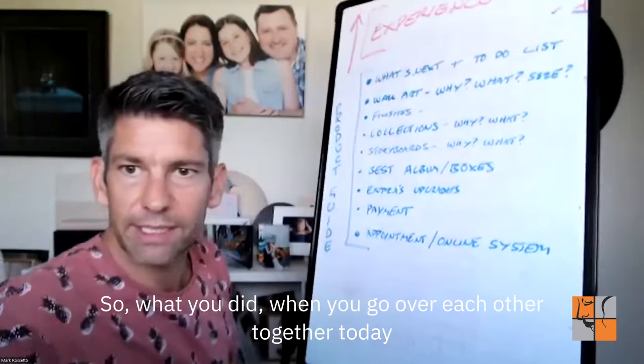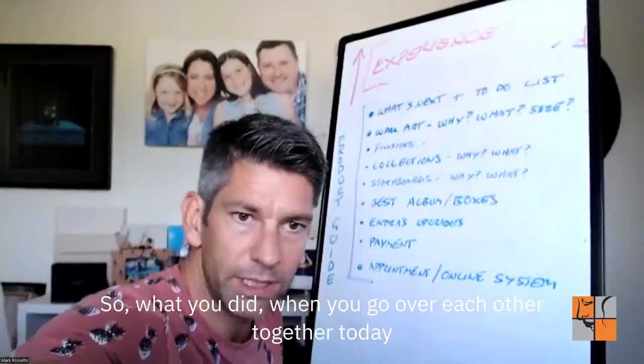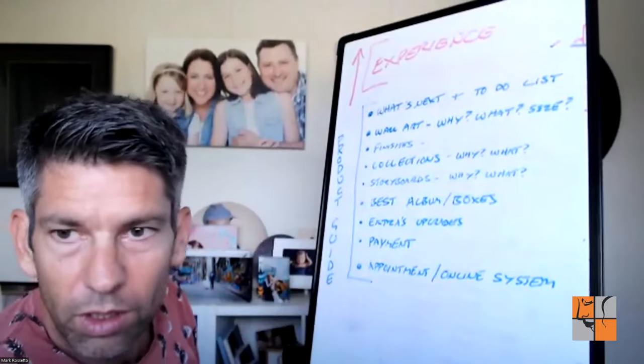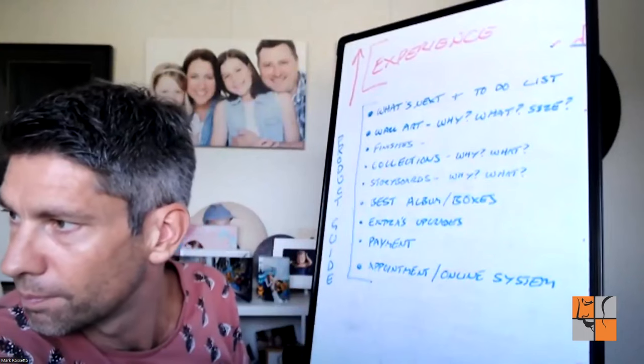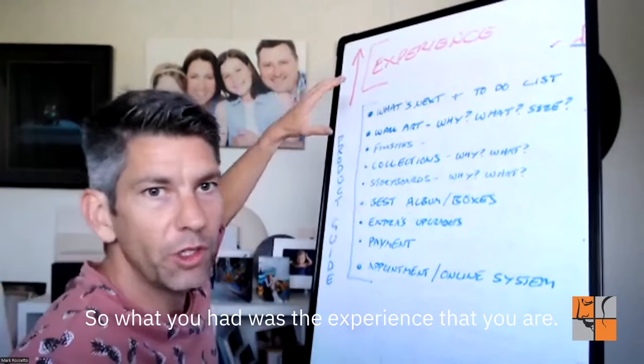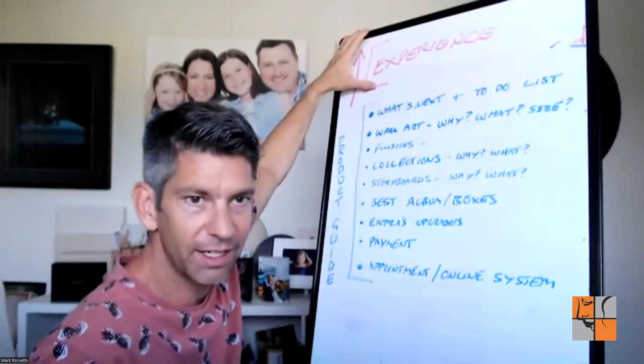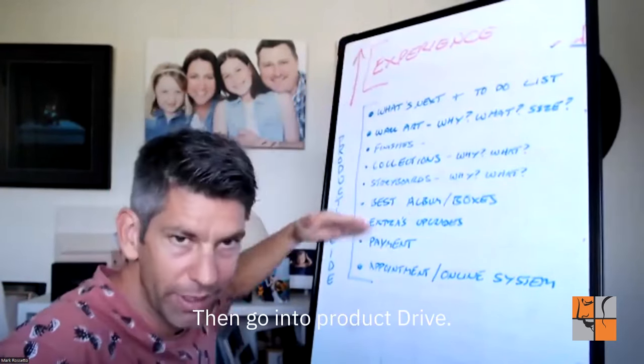So what you did, where'd you go? Lost her. Who was it before? Stacey. So what you had was the experience. There you are. You had the experience guide, then go into product guide.